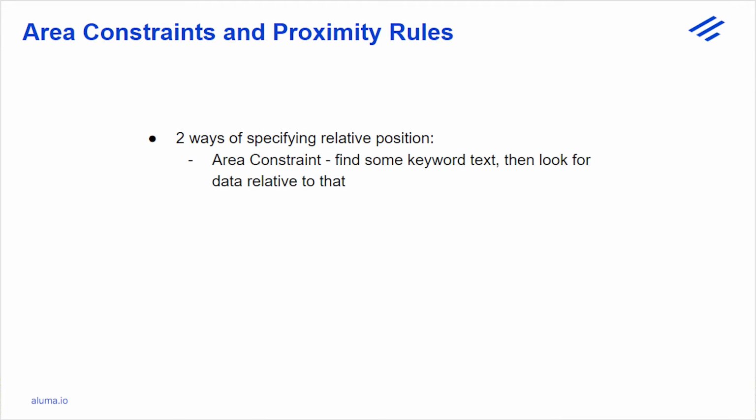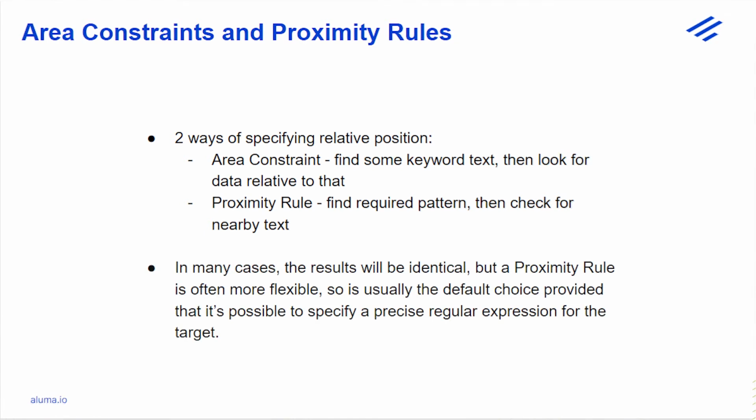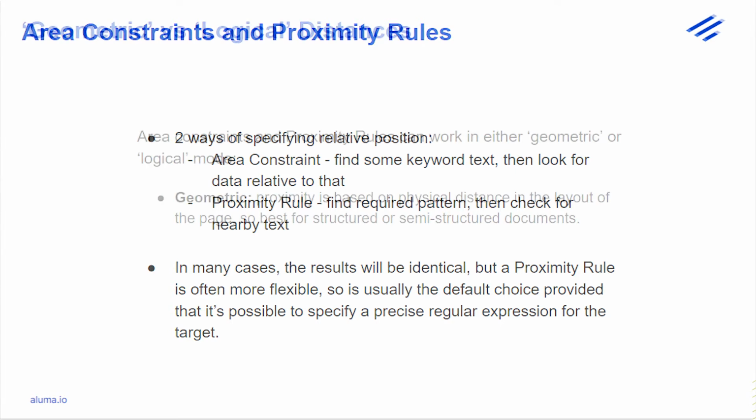An area constraint, which finds the keyword text first and uses the constraint properties to produce a bounded area within which the target search will run. Or a proximity rule, which is useful when a search has already identified some candidates for the result and you need to confirm or eliminate some of those based on surrounding keywords. In its simplest form, the proximity rule is easier to configure and is a more flexible technique, so we will focus on this in our first tutorial on conditional extraction.